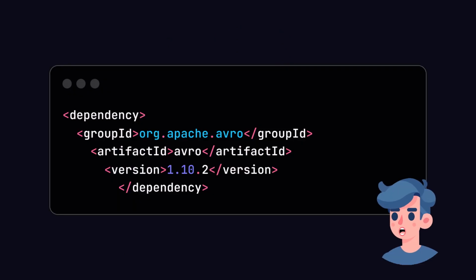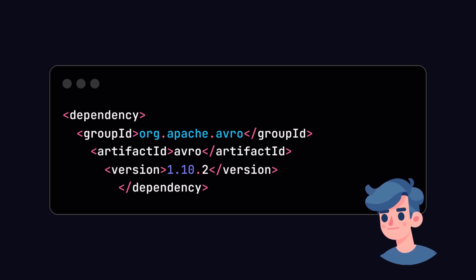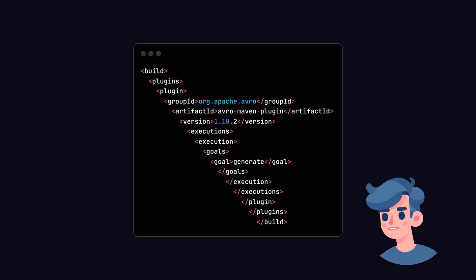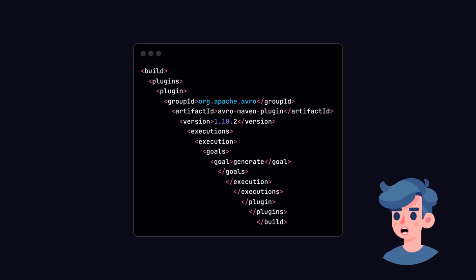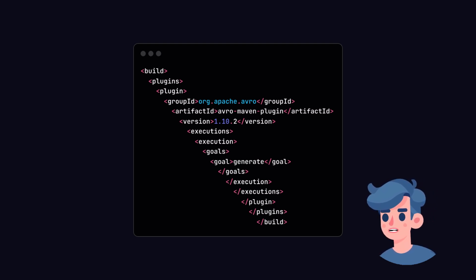To use this schema in your application, you'll need to integrate Avro into your Java project. You can do this with Maven by adding the following dependencies in your pom.xml file. Now that we have our schema and dependencies set up, let's move on to actually generating Java classes based on our Avro schema. This can be done using the Avro Maven plugin. Here's how to configure it in your Maven build.